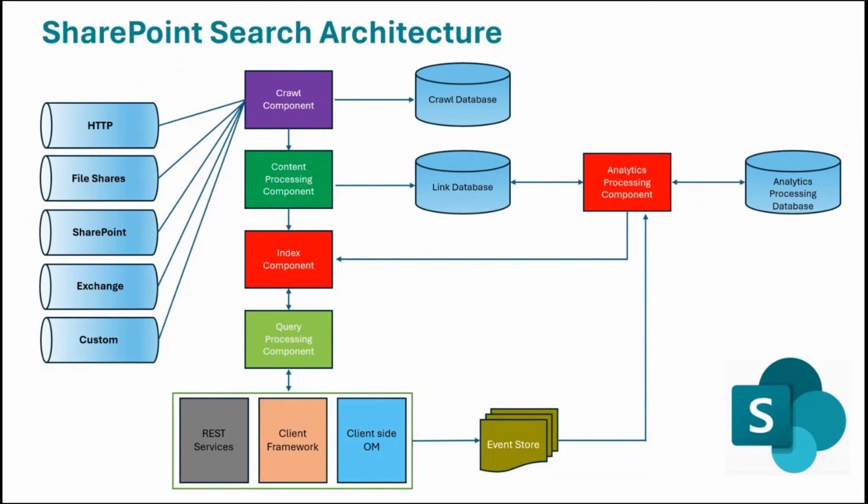There is another component within the search architecture, that is the analytics processing component. Its job is to perform search analytics and usage analytics. This component has a link database that stores the information extracted by the content processing component. It also has an analytics reporting database that stores the results of the usage analytics. Then we have the event store. It stores the usage events that are captured on the front end.